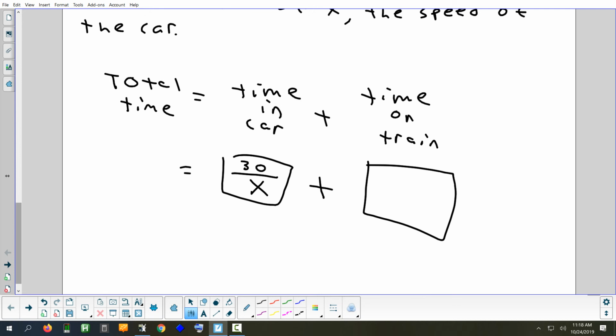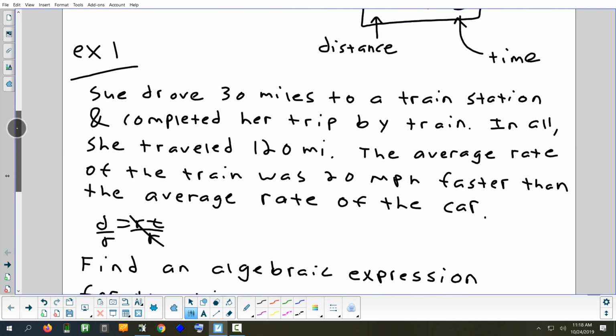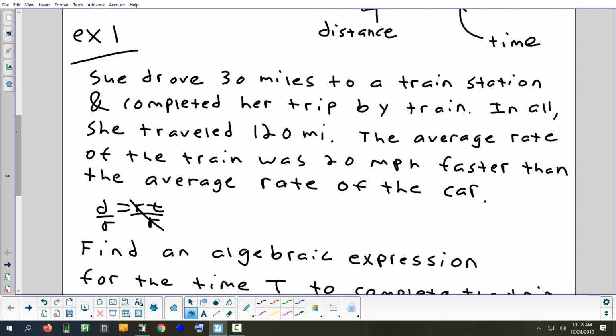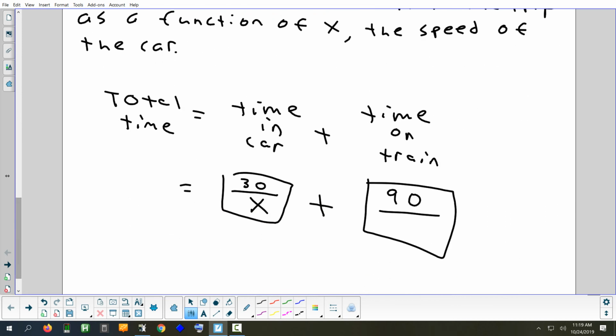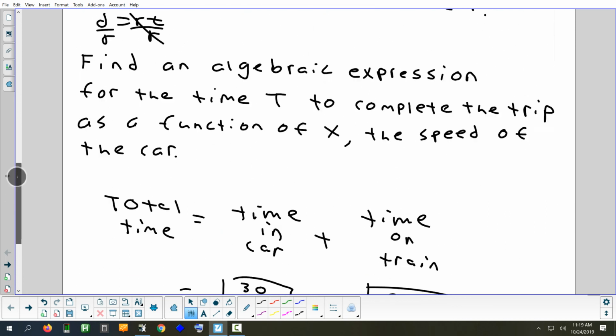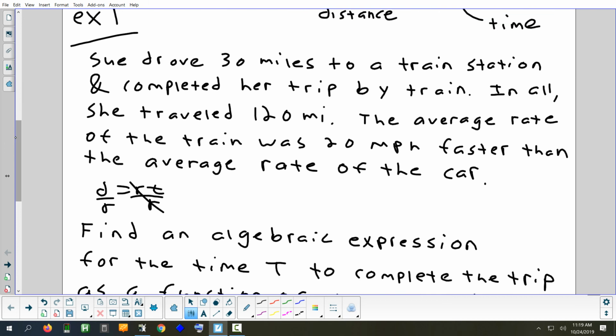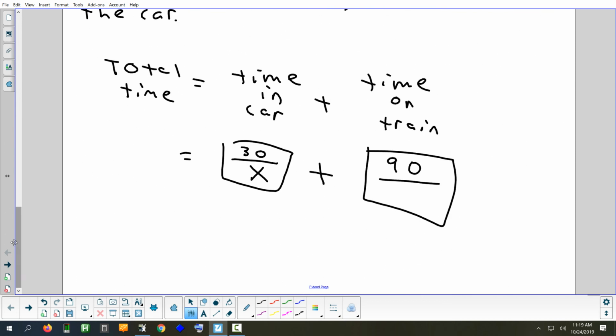Now I need to do the same thing for the train. Distance in the train divided by rate of the train. What's the distance she traveled on the train? 90. It's going to be 90 because the total was 120. And what's the speed of the train? X plus 20.